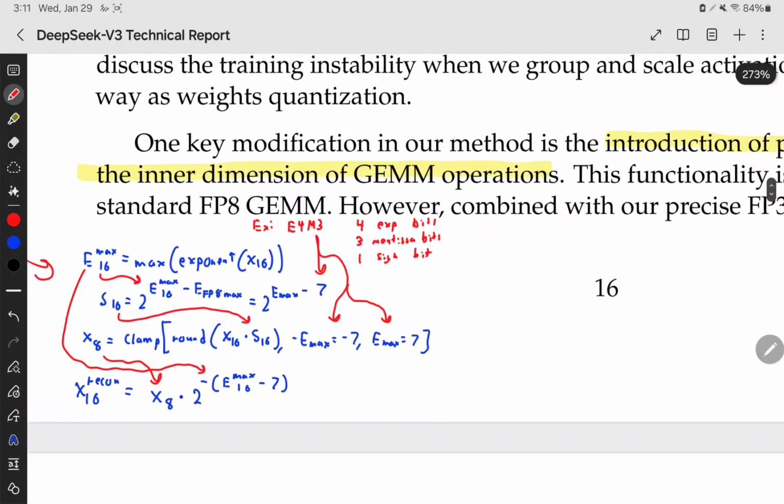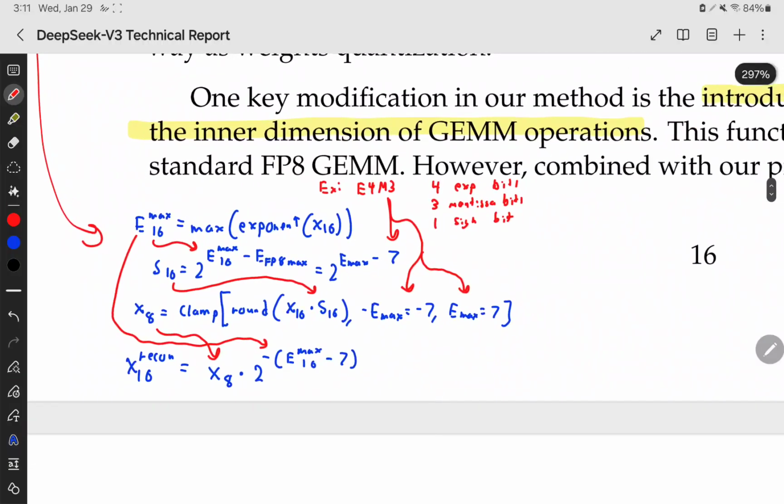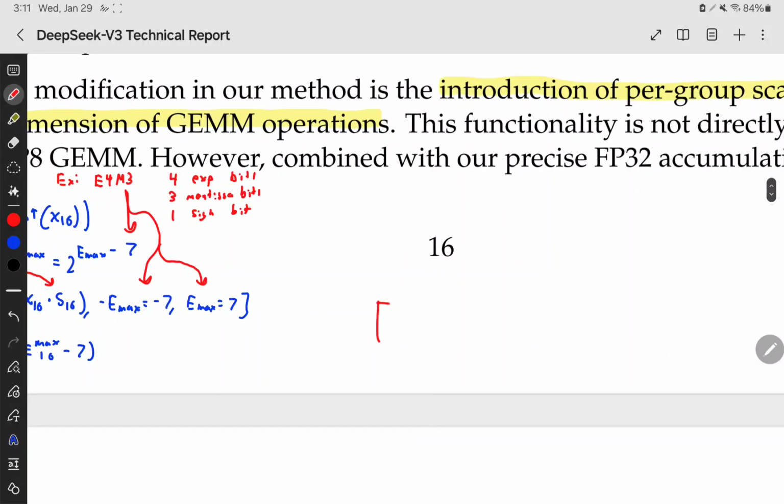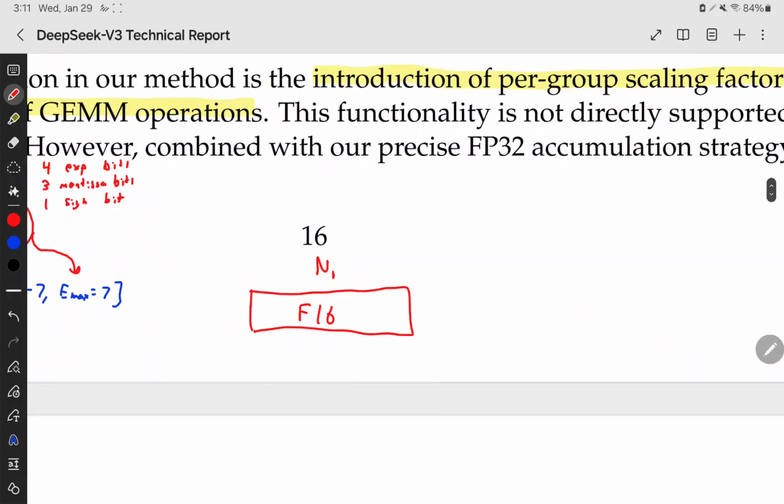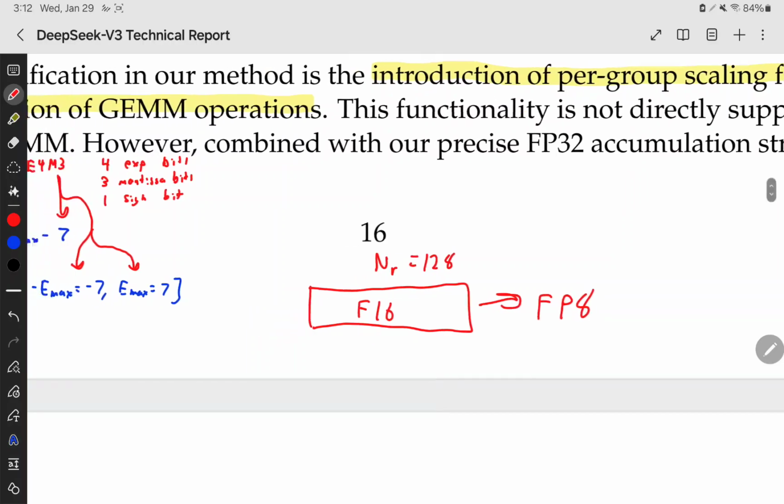So first off, for a floating point 8 conversion, you have your inputs in floating point 16 here. So floating point 16, this is going to be a set of values. I think they call it NR, I could be wrong with that. I'm going to call it NR. So maybe this is 128 values. And what we're going to do is quantize these. So we need to quantize these to floating point 8 somehow.